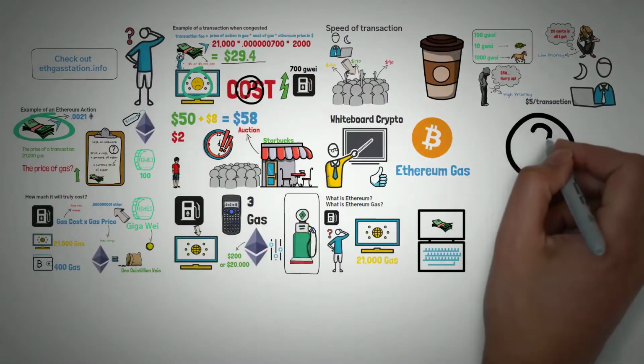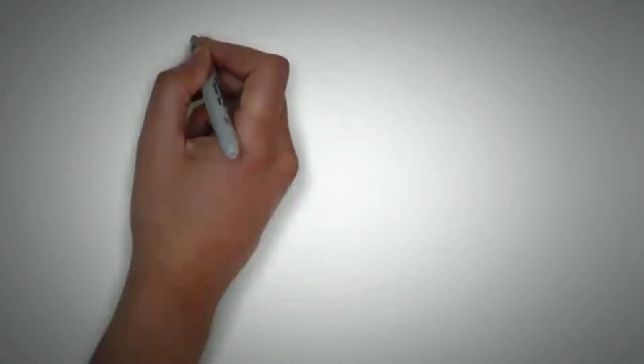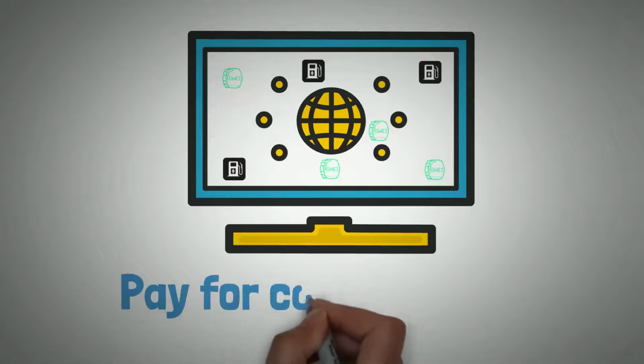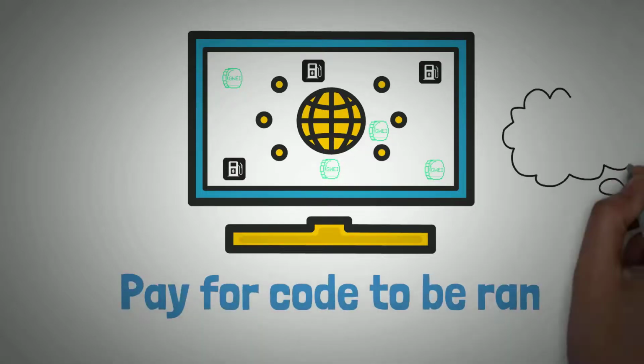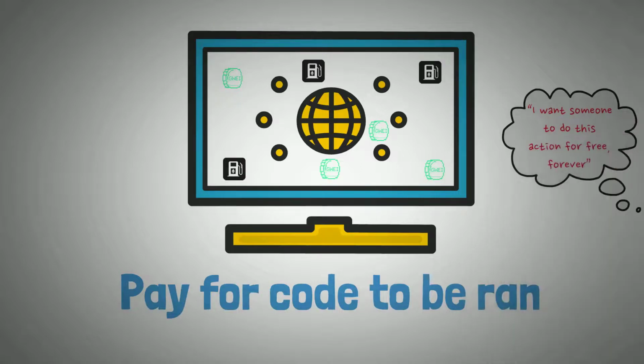Now, this far in the video, you might be wondering why we need all of this, because it's very confusing. Gwei and gas were actually implemented into the Ethereum network, so people had to pay for code to be ran. Imagine if you could write a piece of code that said, I want someone to do this action for free forever. Well, without a gas limit and a gwei price, they could actually write code that went on forever, ruining the entire blockchain.